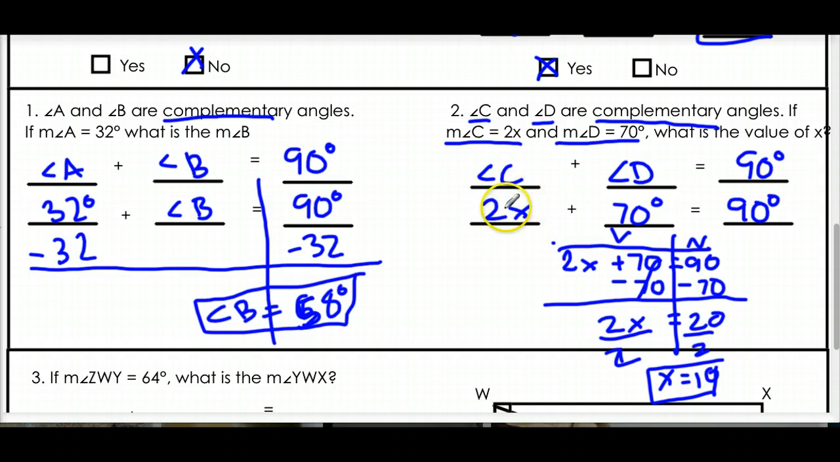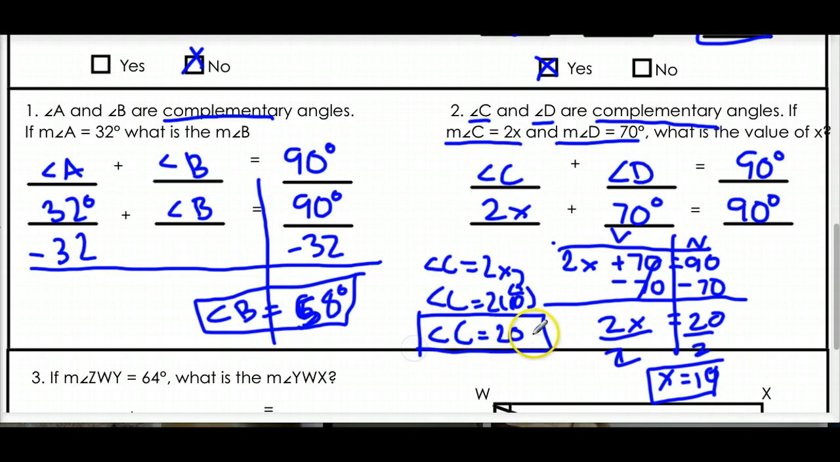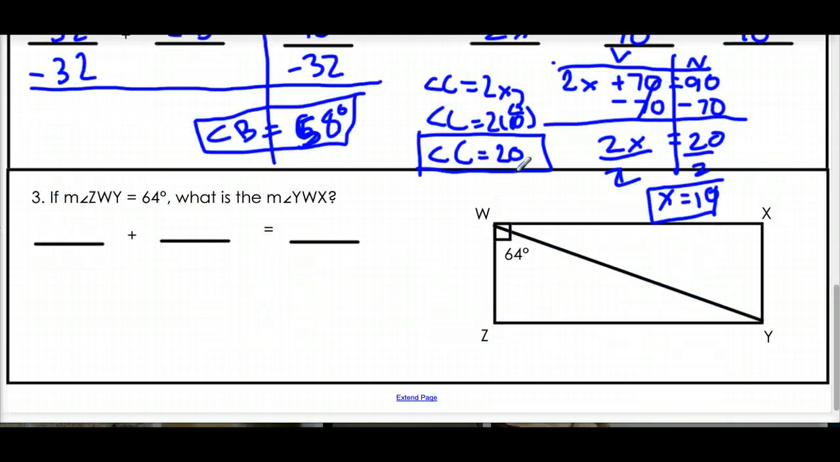works. So if we know angle C is equal to 2x, we know angle C is equal to 2 times 10, so angle C is equal to 20. I just substituted 10 for x, right? Because x is equal to 10. We figured that out. 2 times 10 is 20. So I know angle C is 20. We add that to angle D, which is 70. Sure enough, that's 90. We're geniuses. We did it.